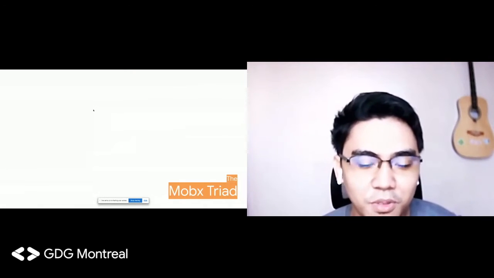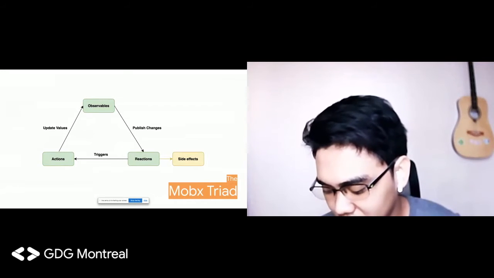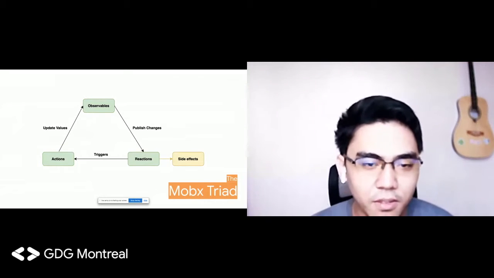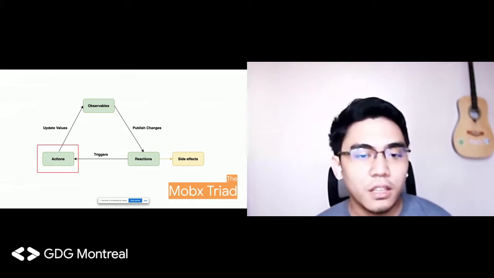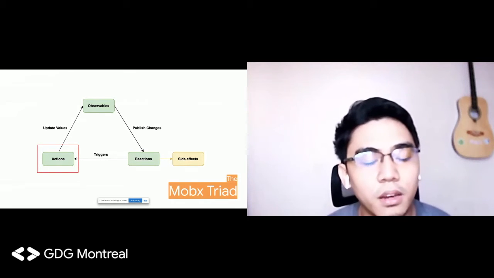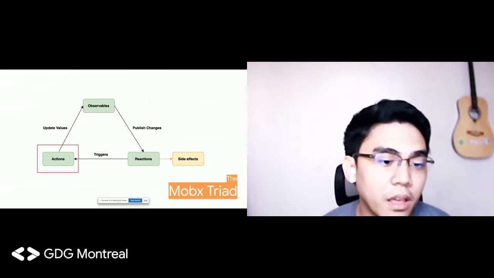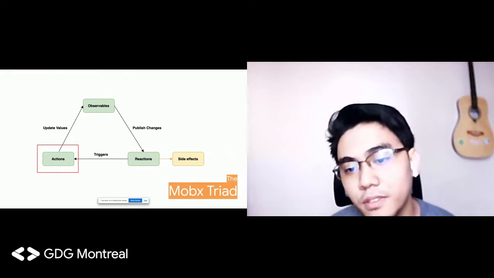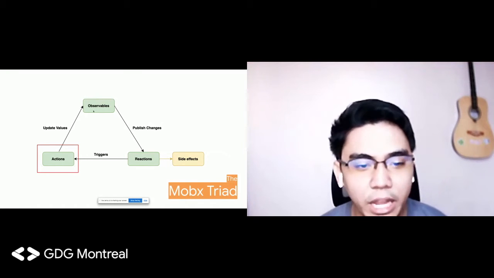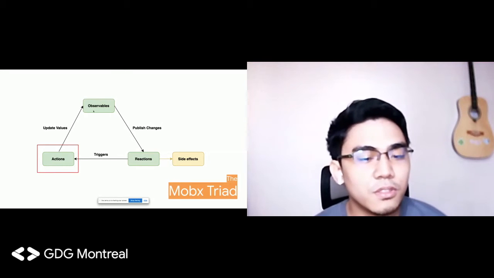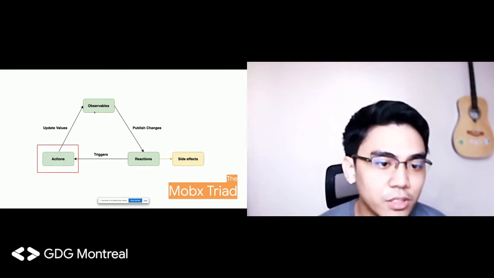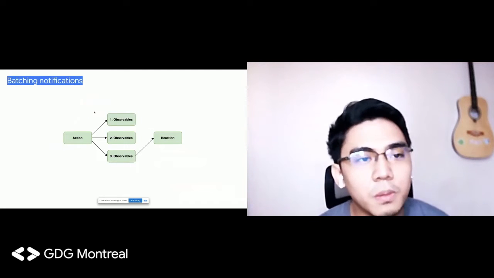Okay, so the MobX triad is based on these three things, at least the three main ones. The first one is the actions. Think of actions as the way for you to create the business logic of your application, such as calling external services such as RESTful APIs, GraphQL mutations, or connecting to WebSockets. And these actions allow you to update the values of the observables. And actions are optimized by default.